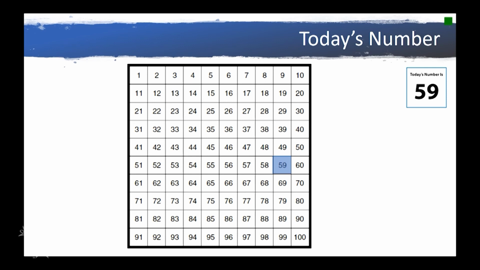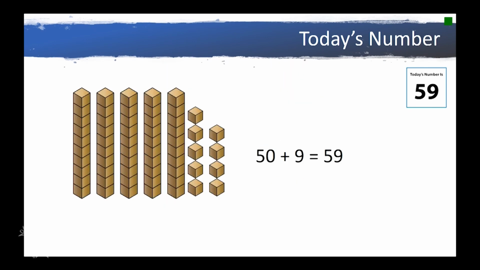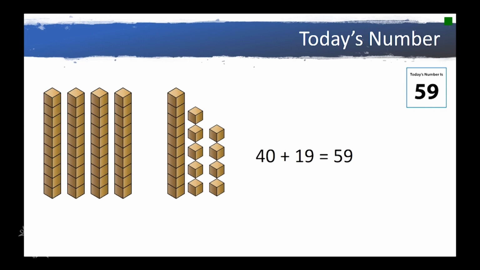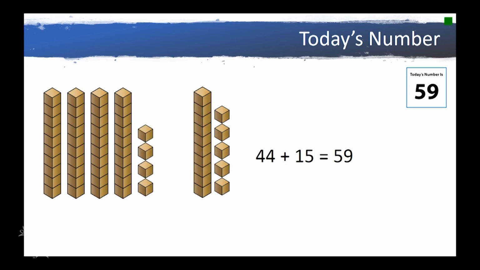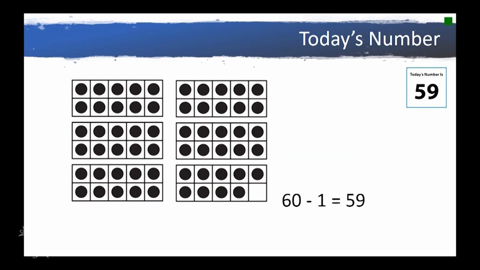Let's think about 59. 59 is made of 5 tens and 9 ones. If we add our tens and ones, we get the equation 50 plus 9 equals 59. We could split some of our 10s to make the equation 40 plus 19 equals 59. We still get 59. Another way to make 59 is 44 plus 15. We could even make 59 using subtraction. 60 minus 1 is 59.